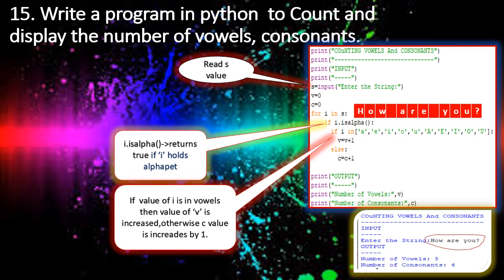So first h, h is not in a, e, i, o, u, so it will increase the c value. And next o will be taken as per this order. Next letter o. So in this inner if condition is true, so vowels will be increased. v equal to v plus 1, it increases. So it will go like that till the end of the letters and finally print the number of vowels 5 and consonants 4.